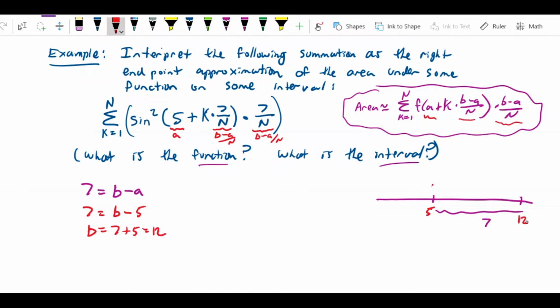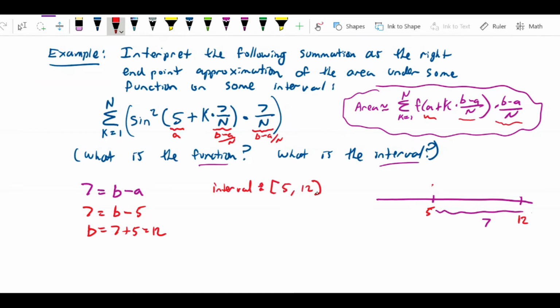It makes more sense than the algebra if you just think about how it starts. I'm going to start the interval at 5, and I'm taking an interval of length 7, so it makes sense to reason that if an interval starts at 5 and has a length of 7, its right endpoint must be 12. So that gives us that the interval is 5 to 12 in this problem.